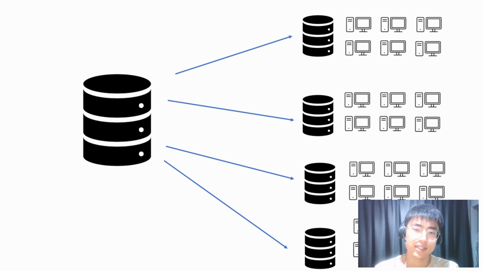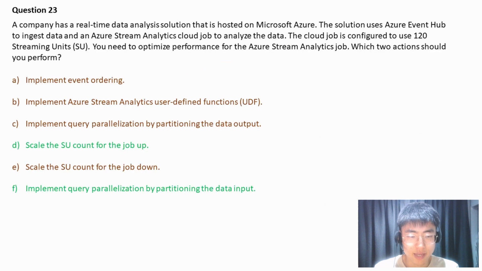So it naturally leads to our next action to optimize the performance here. We can implement query parallelization by partitioning the data input. So the correct answers here are D, scale the SU count for the job up, and F, implement query parallelization by partitioning the data input.